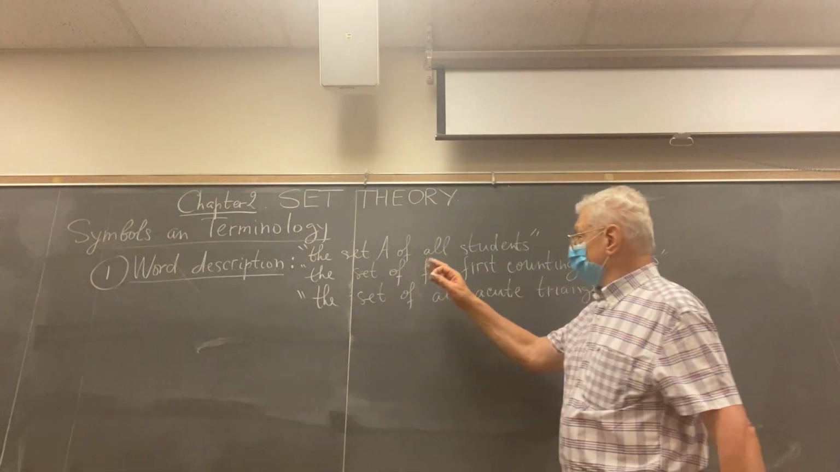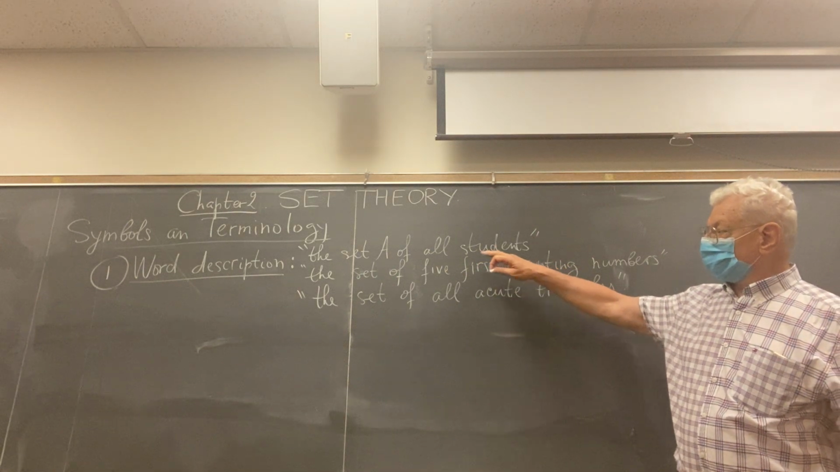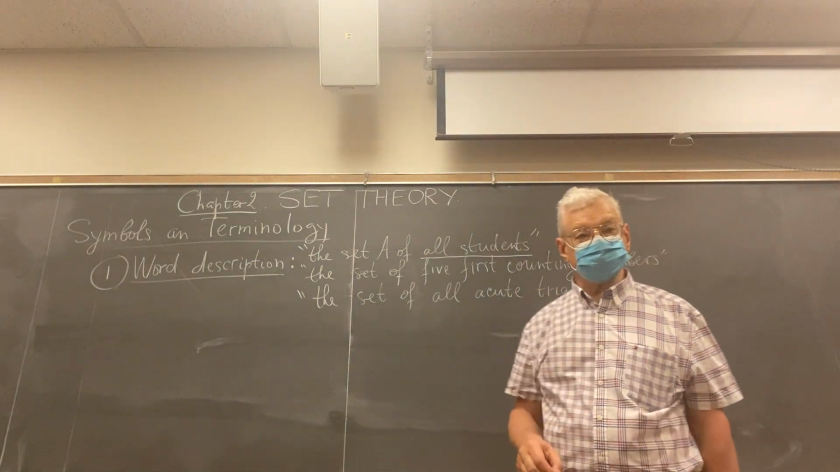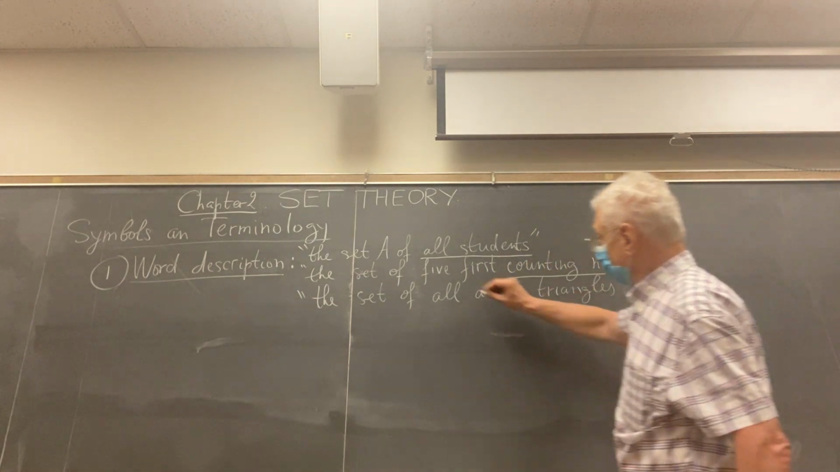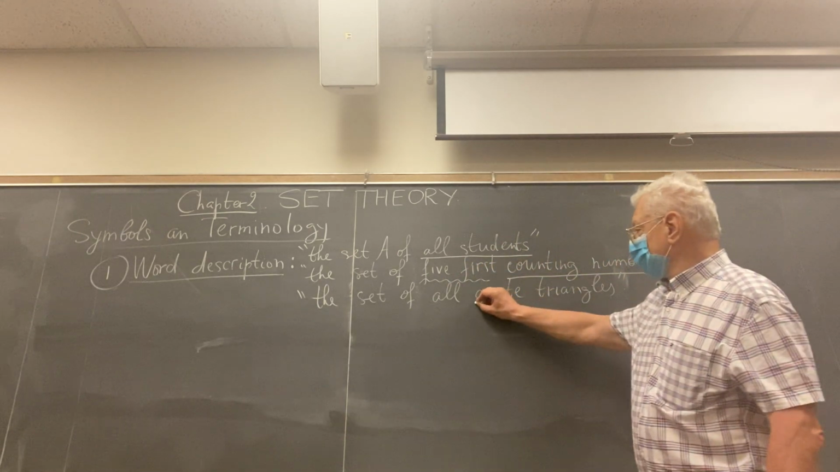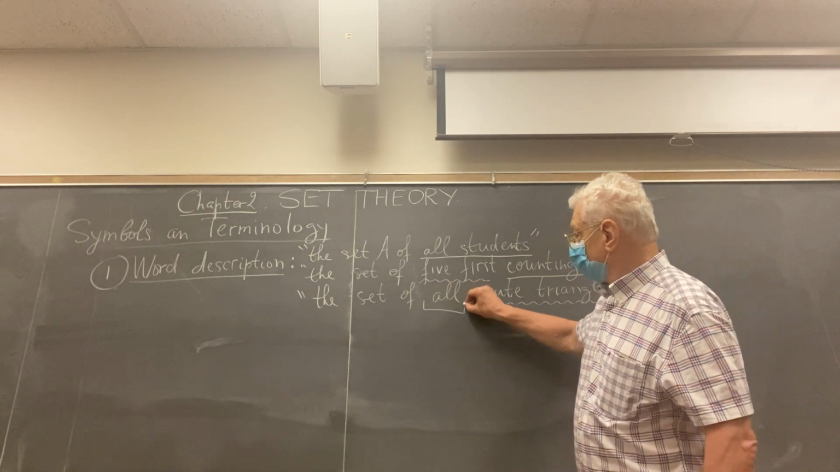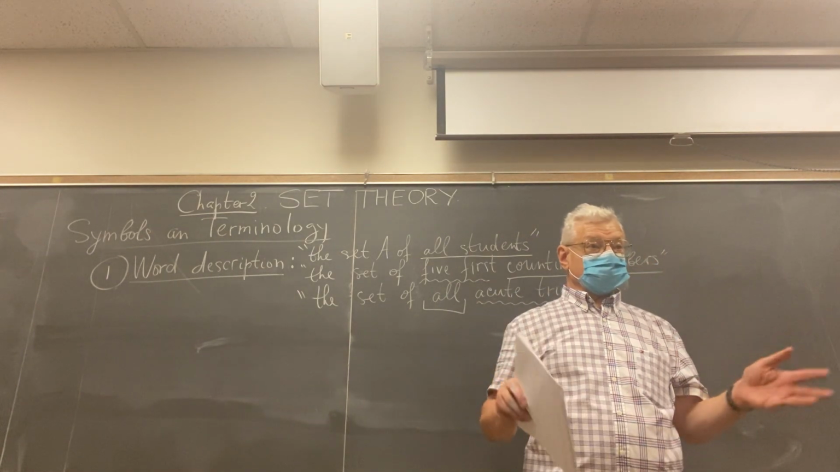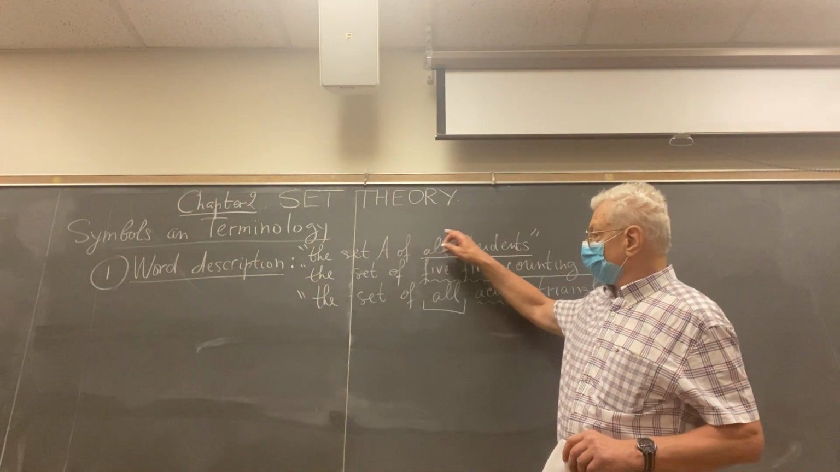Usually, if I use word description, I describe a homogeneous kind of set. So all students: I consider students. Here is the set of the 5 first counting numbers. The set of all acute triangles: I consider acute triangles. And usually when I say the word all, it means that I consider all objects with that property. Sometimes I omit the word all.